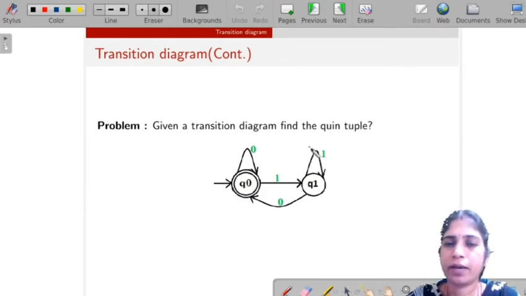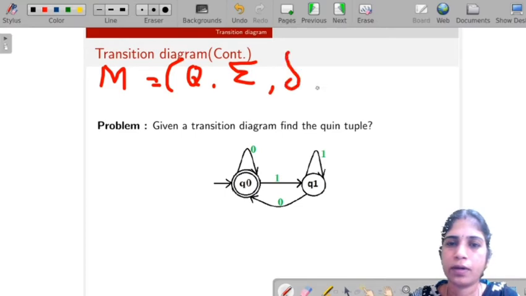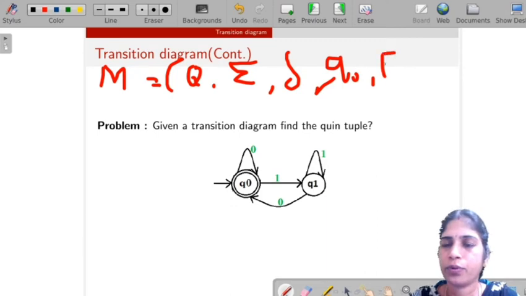Okay. So consider this diagram. Given the transition diagram, find the quintuple. We have to find out what is M. M is equal to (Q, sigma, delta, Q0, F). So we have to find out each of the 5 values.